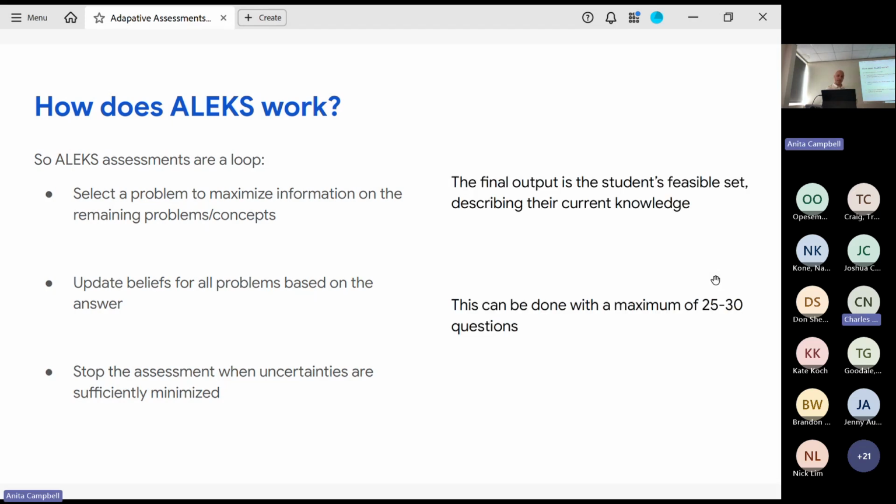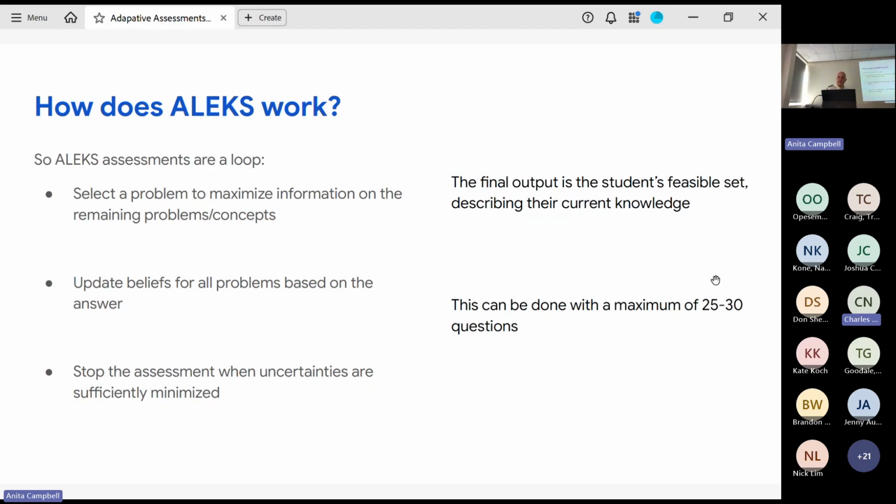So the final output is one of these feasible sets that we were talking about before. And what's amazing about ALEKS is that it can do this even for 200-300 concepts and about 25 to 30 questions, right? I'm sure you can only hold a student's attention on a math exam for so long before they get tired or before you're just asking too many questions, right?